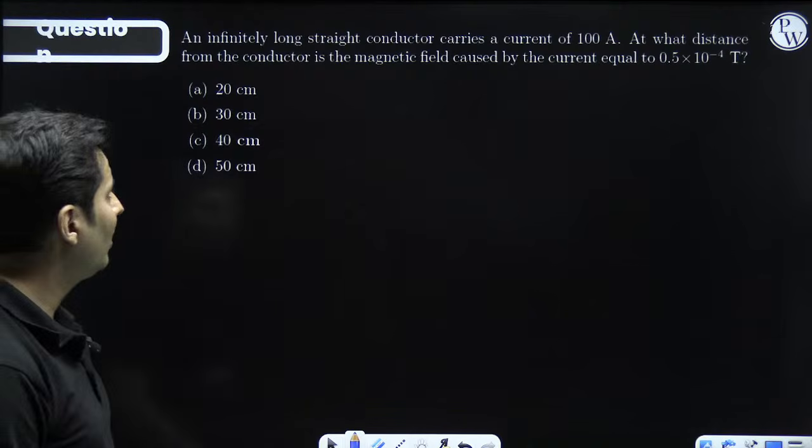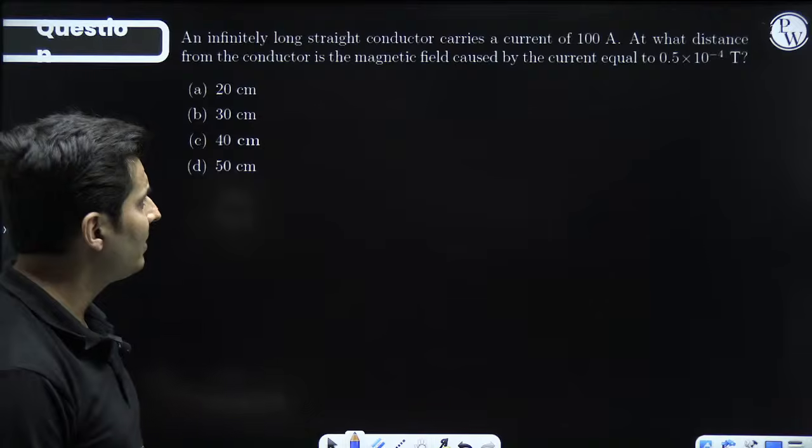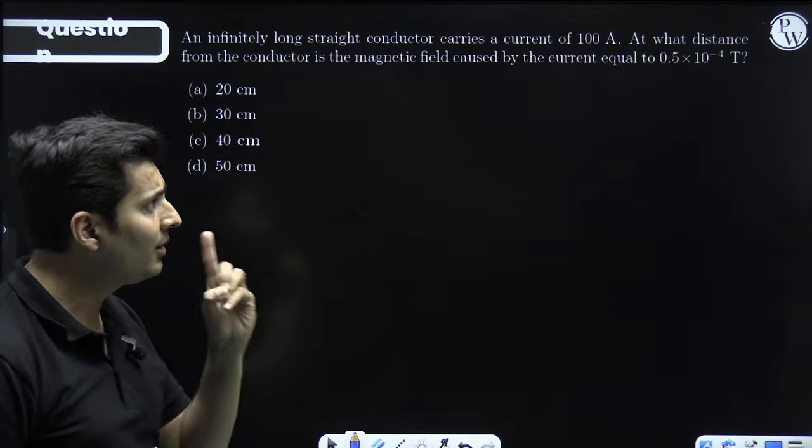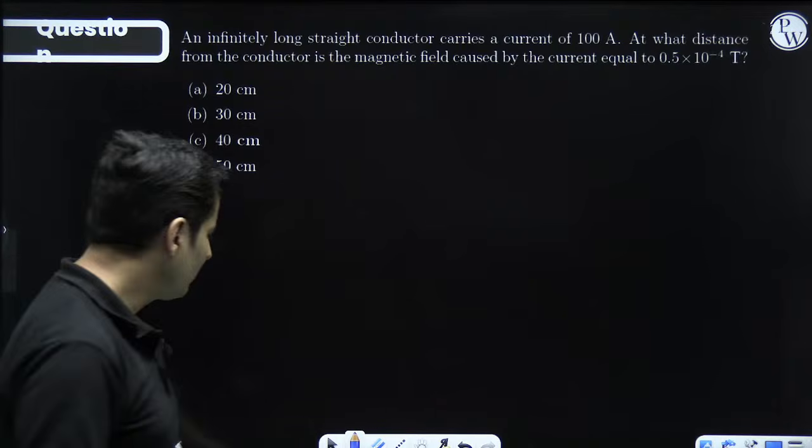An infinitely long straight conductor carries a current of 100 amperes. At what distance from the conductor is the magnetic field caused by the current equal to 0.5 into 10 to the power minus 4 Tesla? It was a PYQ question.